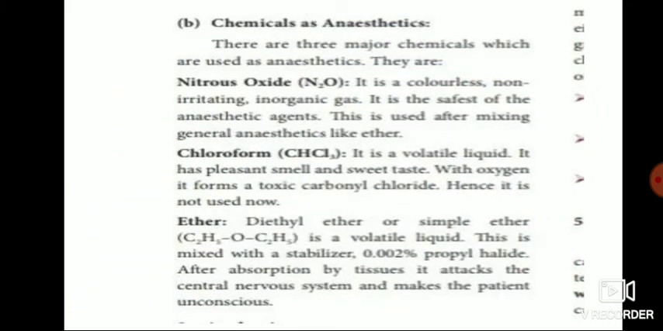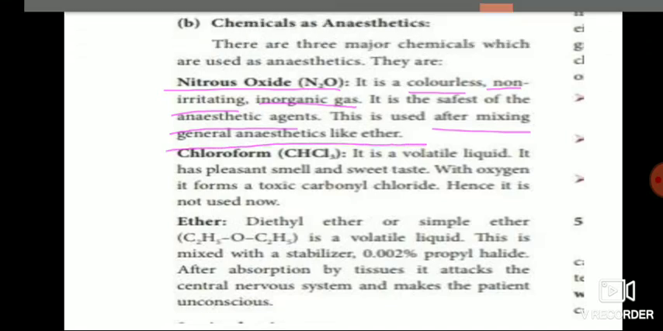Chemicals as anesthetics. There are three major chemicals which are used as anesthetics. First one, nitrous oxide, N2O. It is colorless and non-irritating. It is an inorganic gas. It is the safest of the anesthetic agents, and is used after mixing with general anesthetics like ether.